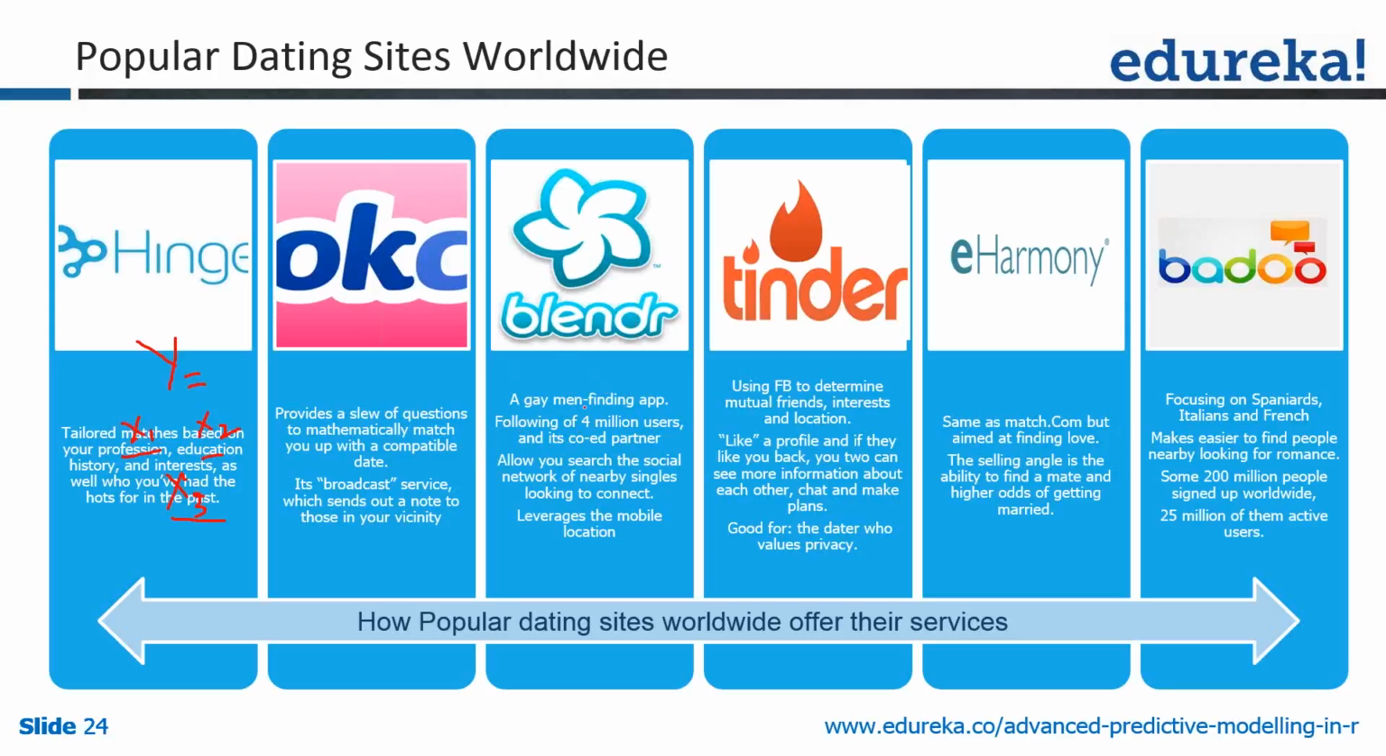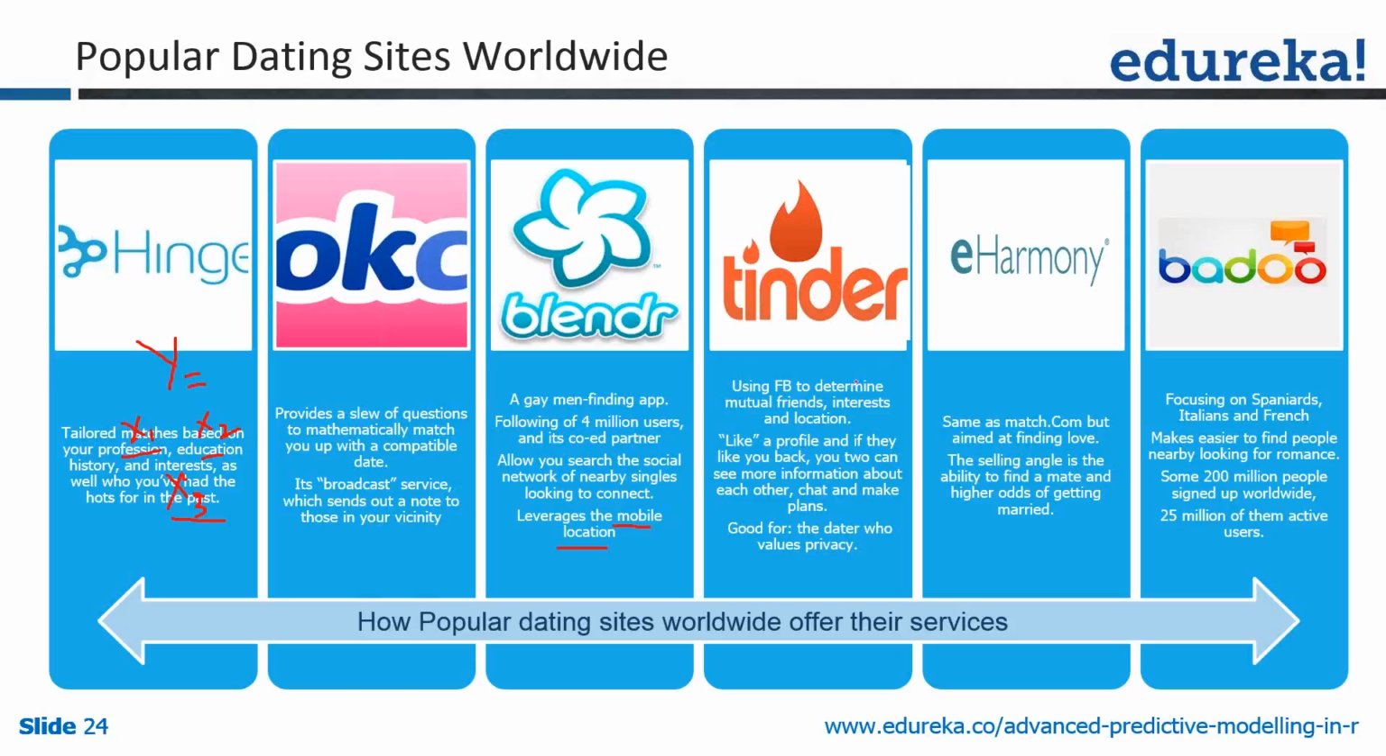And Blendr is a dating app with a following of 4 million users, right? So based on your location, based on your social network, it's going to check and connect you to the nearby single who is looking to connect with you, basically, right? So it doesn't work the other way, right? If someone is in Japan and another person is in India, it's not going to connect these two people. It's going to connect people who are close to each other.